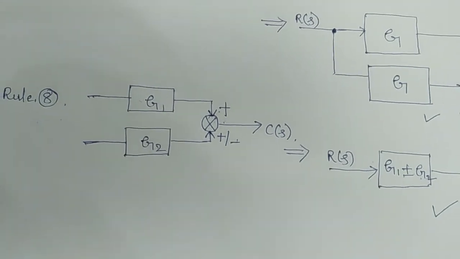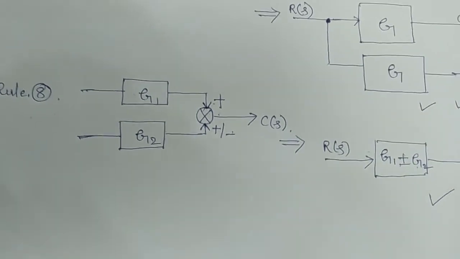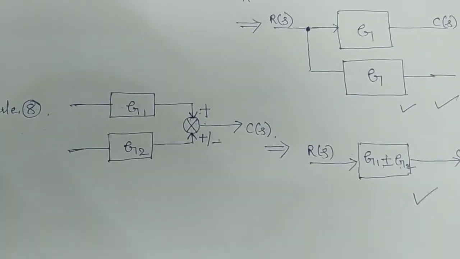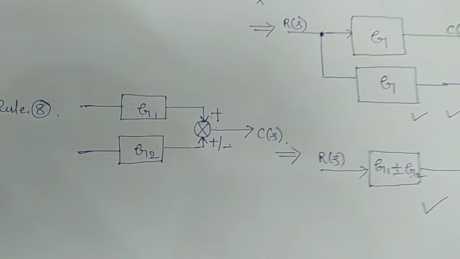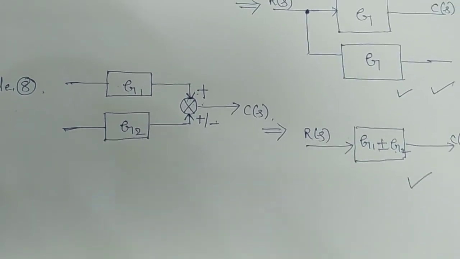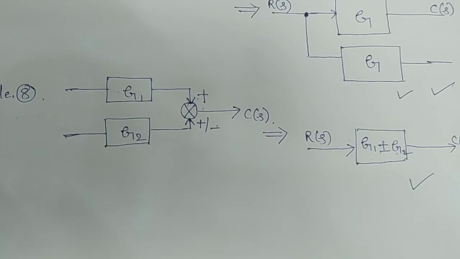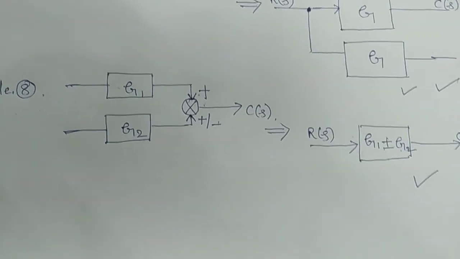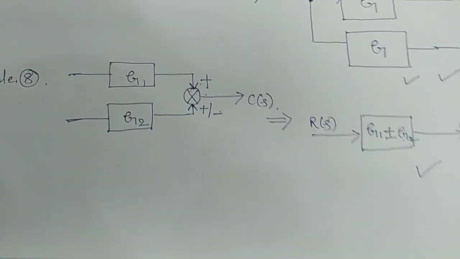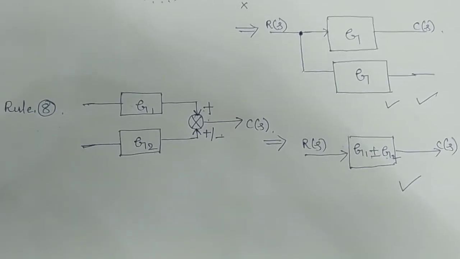What are the combinations we have seen? Sometimes the summer may be before the block or sometimes after the block, or sometimes the takeoff point could be after the block or otherwise before the block. Then as per convenience and simplicity, in order to obtain the transfer function, we have to suitably reduce that by applying these rules. That's all, very simple. So these are the basic rules normally, and these we have to remember.